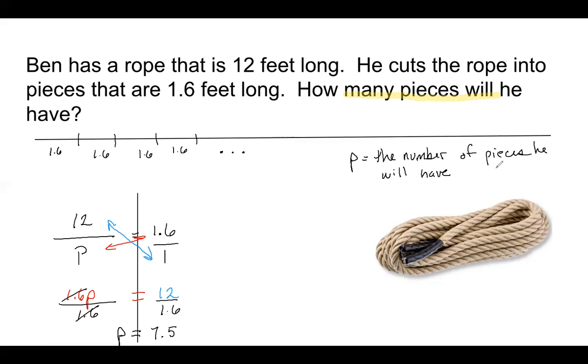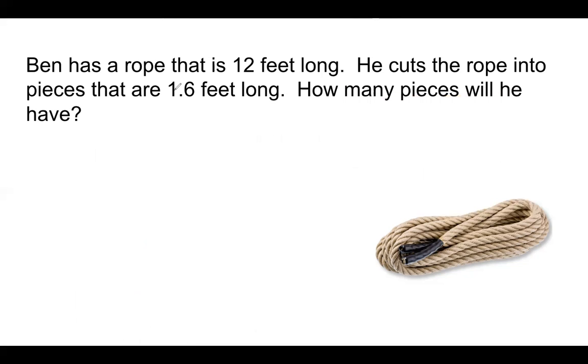And then look back. What is it? Oh, pieces of rope. So 7.5 pieces of rope. So he'll really only have 7 pieces that are size 1.6. But they just asked how many pieces he'll have. So I'm going to stick with 7.5. But if they asked how many pieces would he have that are 1.6 feet long, I would say just 7, right? The last piece is only going to be, he's not going to have enough to get a full 1.6 foot length in there.